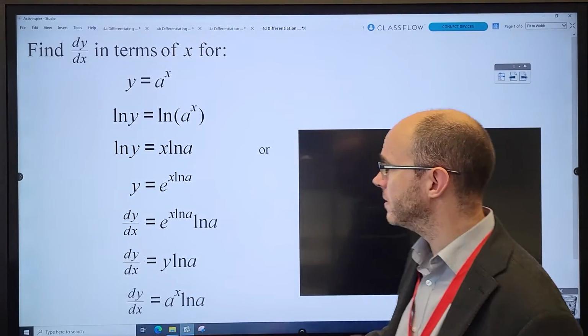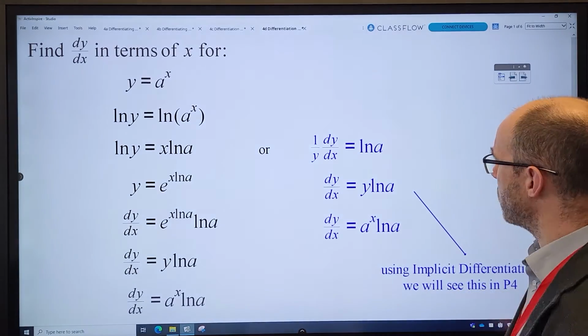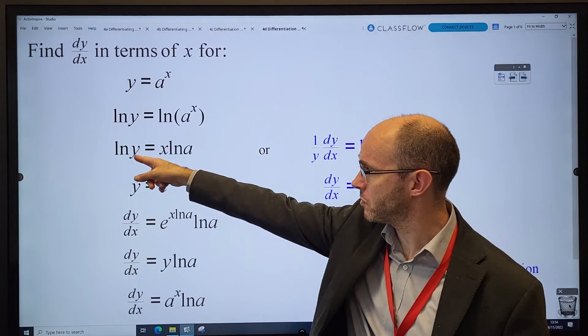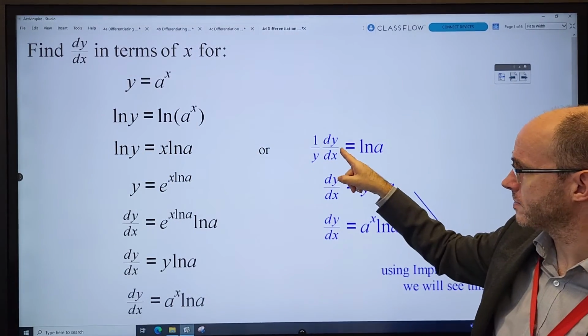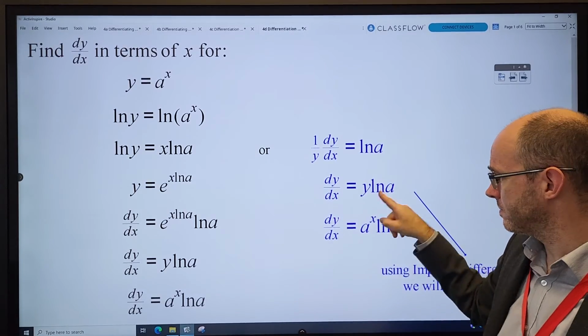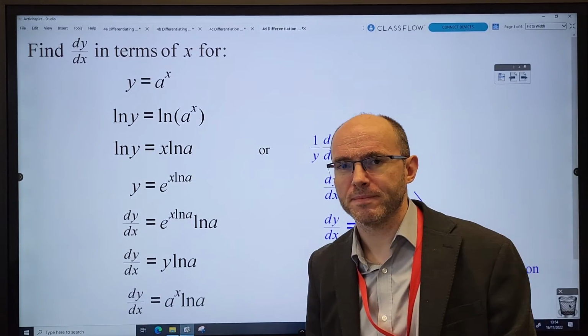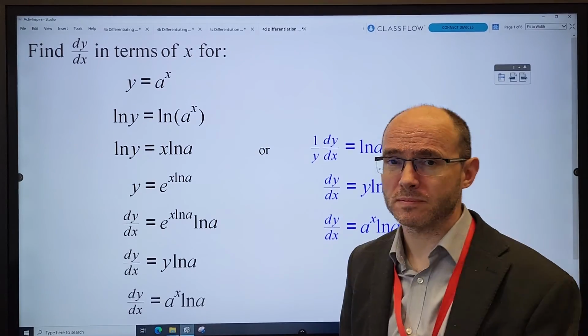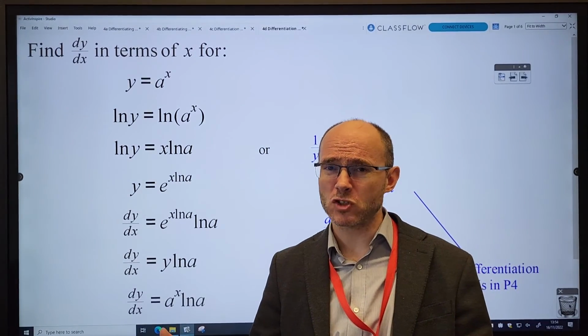In case you want to see it, same again with the P4 method using implicit differentiation. Differentiate that implicitly, 1 over y dy/dx equals that, this. Okay. Happy with that? Good. Okay, well, I'm hoping you found that extremely useful.